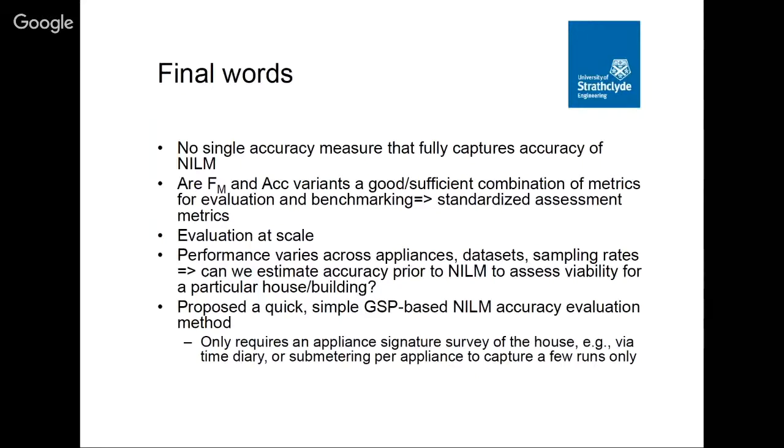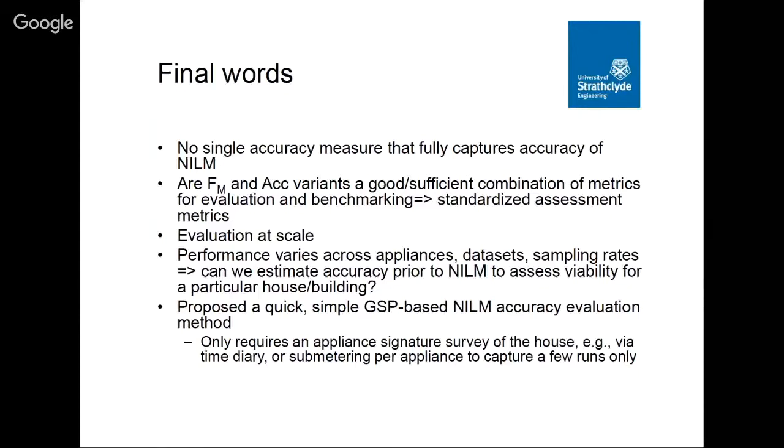Well, there is no single accuracy measure that captures the accuracy of NILM. We want to be able to use a range of metrics, but they should all be kind of uniform. So having a toolkit or some sort to be able to accurately compare algorithms. We need to evaluate our algorithms at scale. We need to have sufficient runs of an appliance, at least a month or a long enough time in order to do that. And it has to be done on multiple datasets because performance varies significantly across appliances within a data set, across houses within a data set, and obviously across sampling rates.